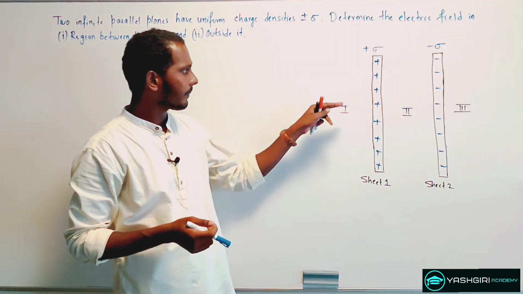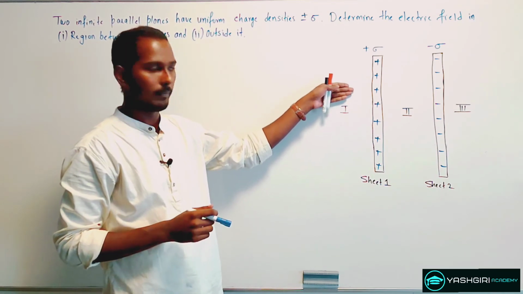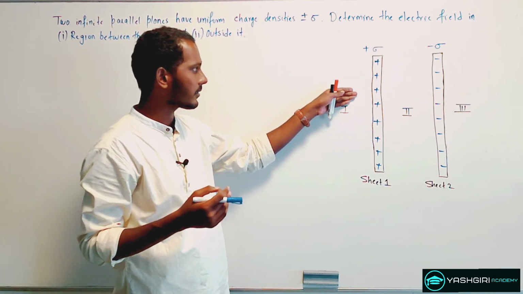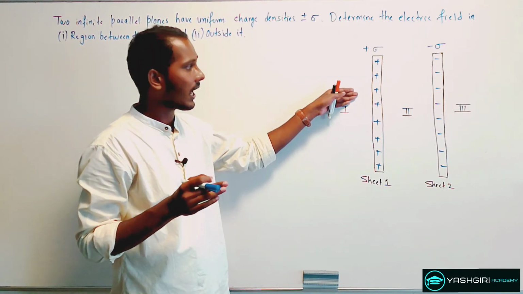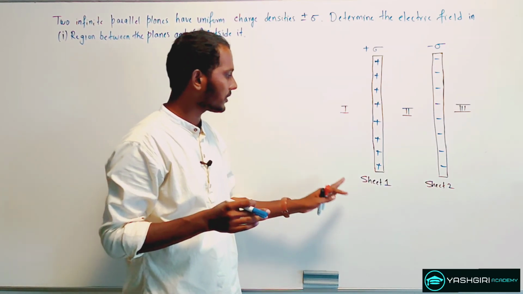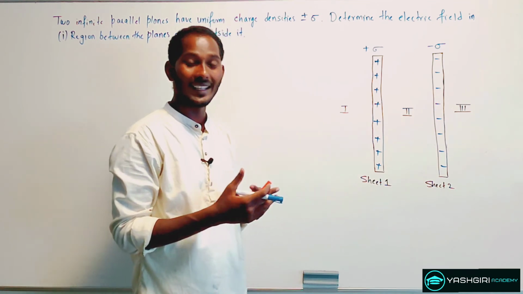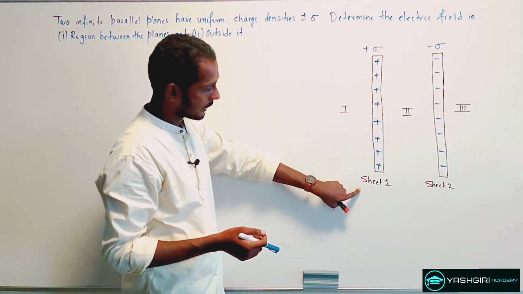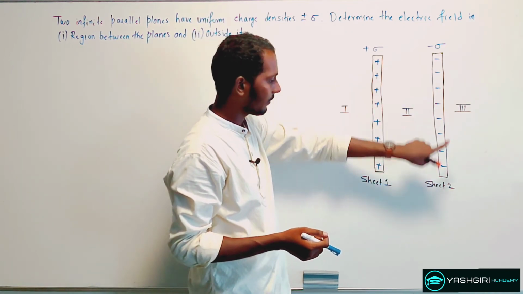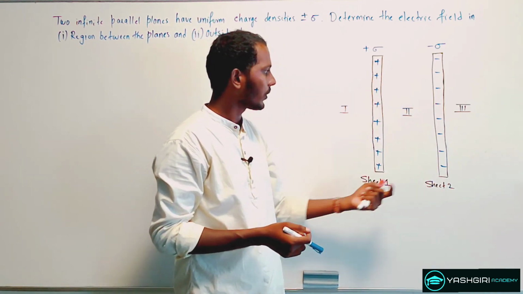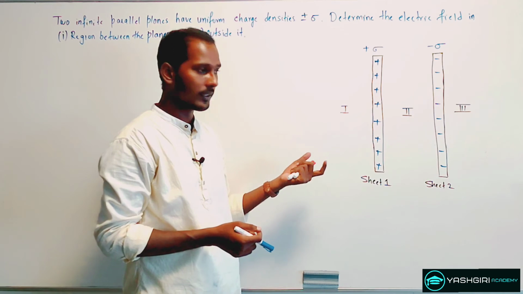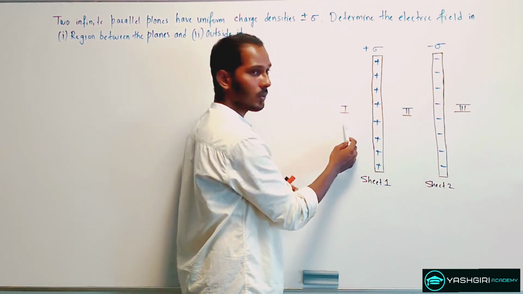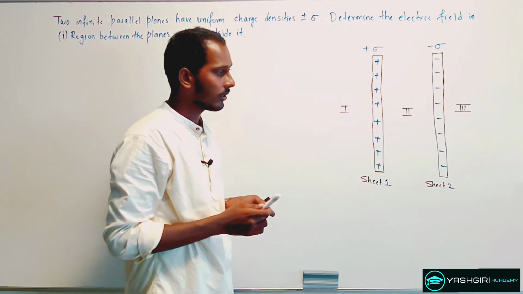So here again I'm having two infinite parallel planes with uniform surface charge densities, but this time the charges on each of the sheets are equal and opposite. That is a positive sigma for sheet 1 and a negative sigma for sheet 2. Here we are interested in measuring the net electric field due to both sheets in region 1, region 2 and region 3.